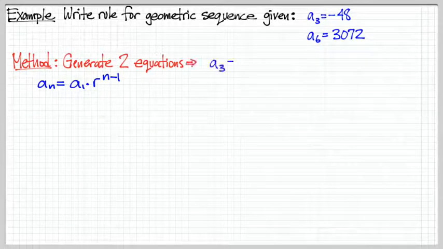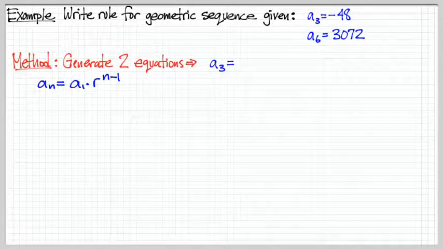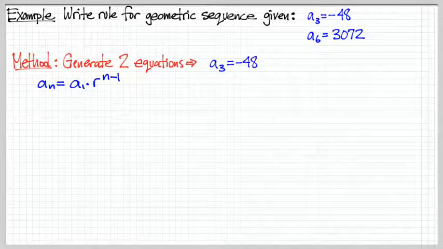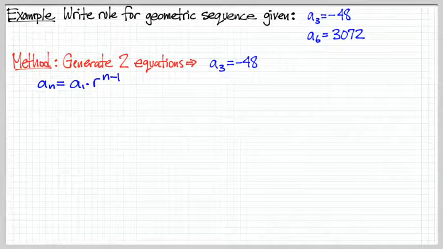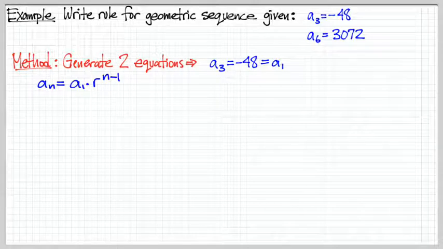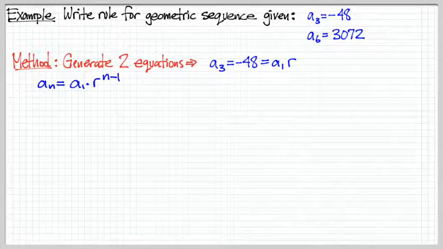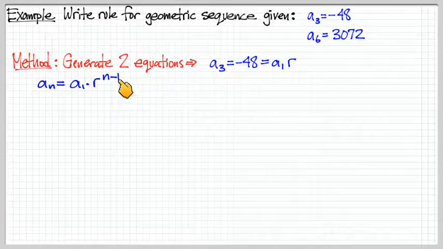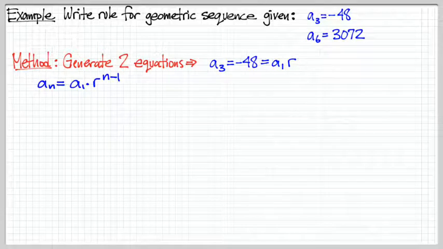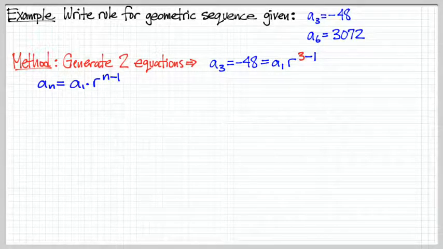Now we are given the value of A_3. A_3 is negative 48. So let's use this kind of equation here and use this over here. We don't know A_1, we don't know r, but we do know that this is the third term. So we're going to put 3 minus 1 as the exponent up here. Okay, so that's one equation. Equation number 1.